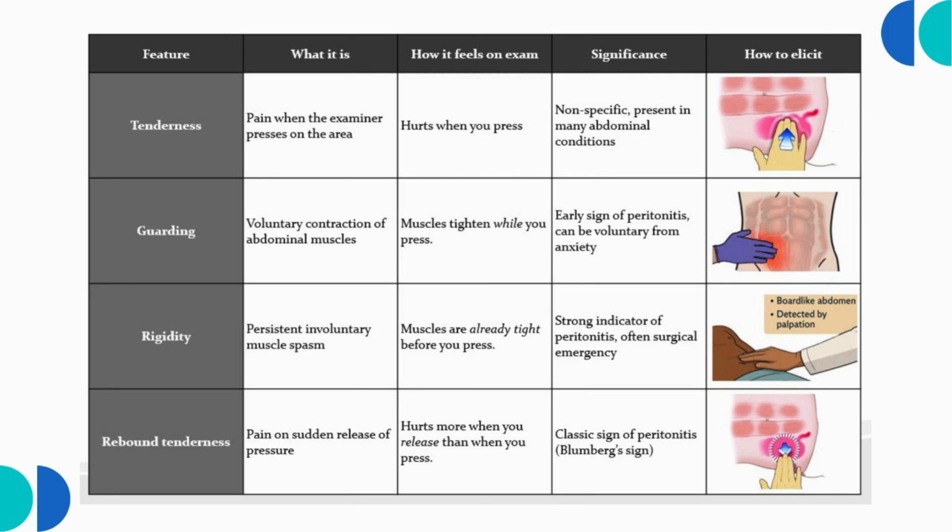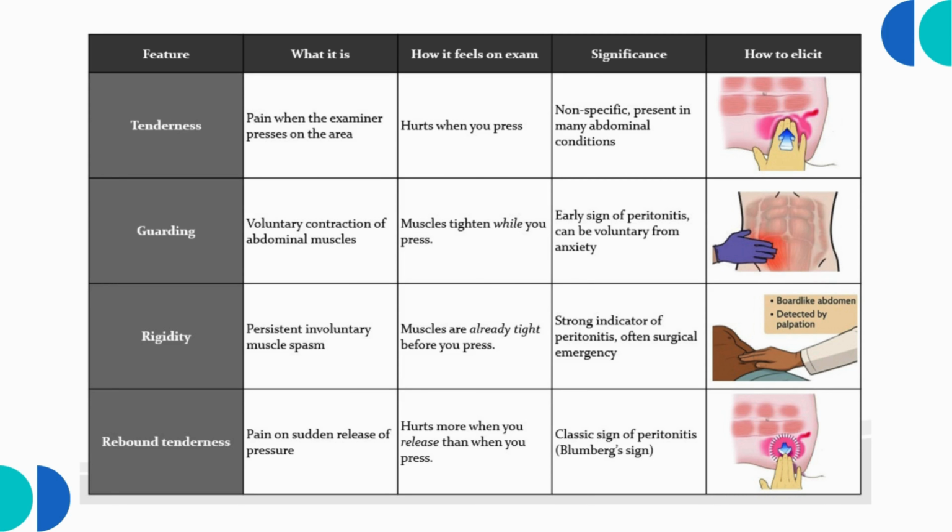Rebound tenderness. This means pain on sudden release of pressure. The patient actually hurts more when you remove your hand quickly than when you press. It's a classic sign of peritonitis, and you can elicit it by pressing gently into the abdomen, then suddenly letting go. The patient will experience sharp pain on release.